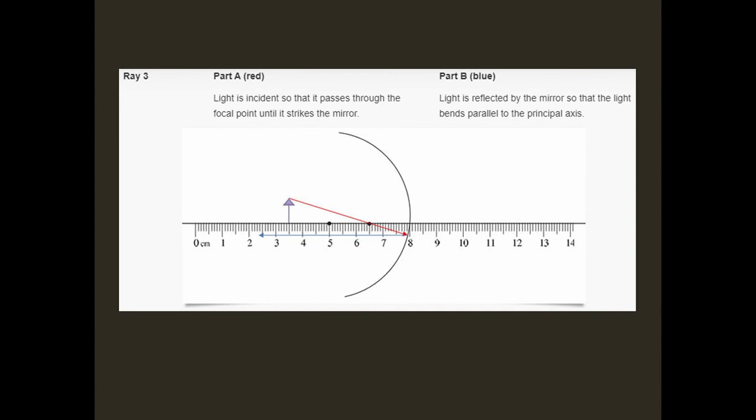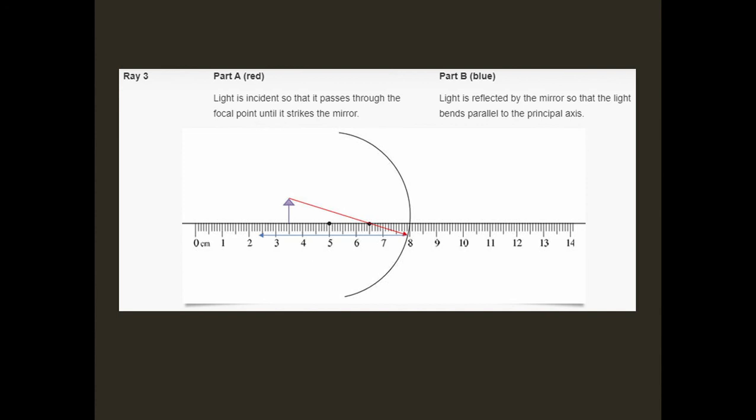So when that happens, and after it goes through it, then it is going to hit the mirror, and light is going to be reflected in a parallel direction to the principal axis that we have right there. Okay? Now we already have our three rays. We have analyzed them already.